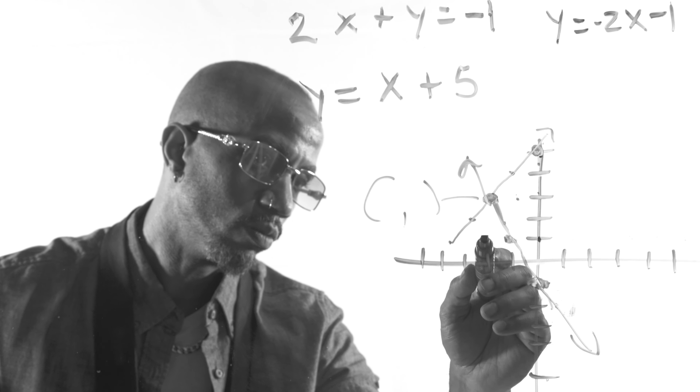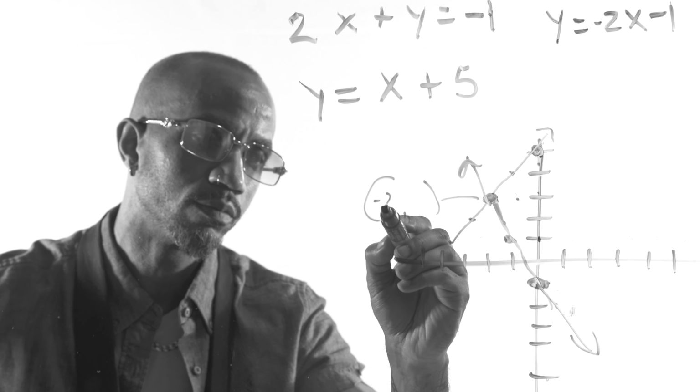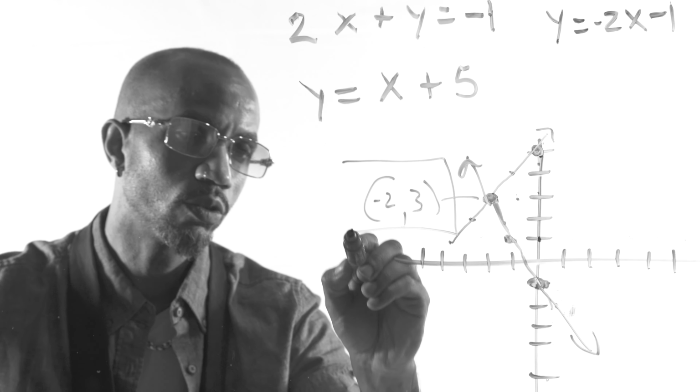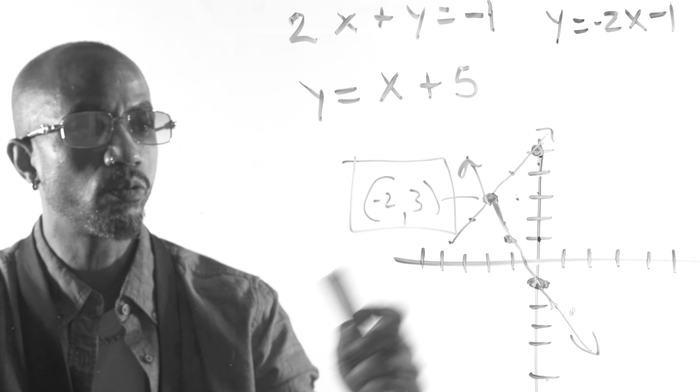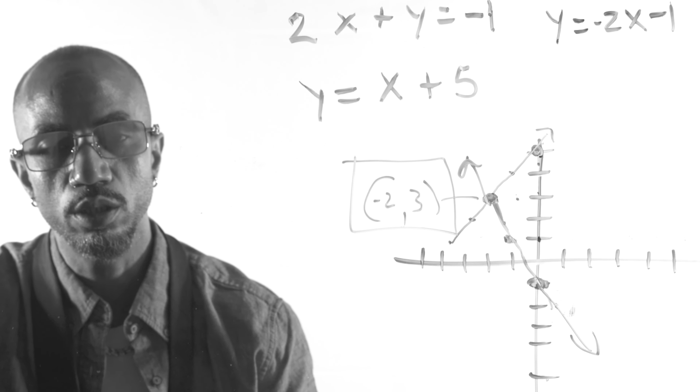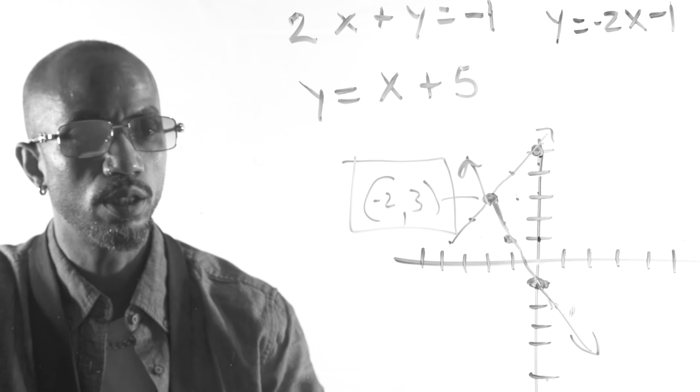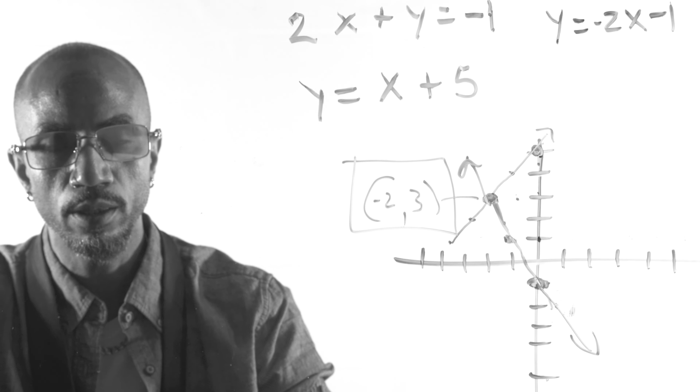Negative 2, 1, 2, 3, 3. That is your solution to the system of equations by graphing. You just graph one line, graph the next line. The point where they meet is the solution. And this is how you would write your answer as an ordered pair.